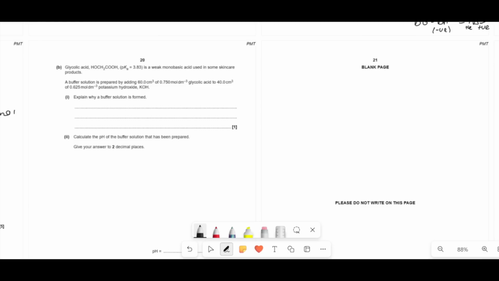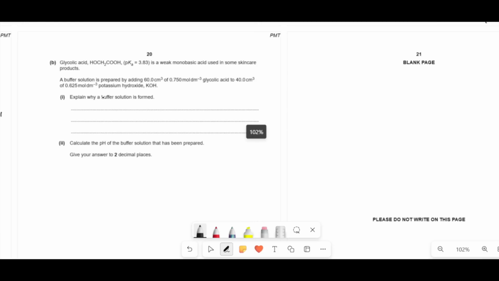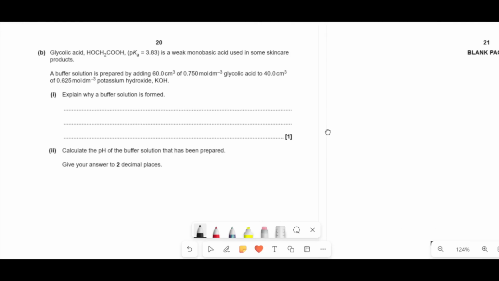Next, it says glycolic acid has a pKa of this, and it's a weak monobasic acid. It's used in skin care products.